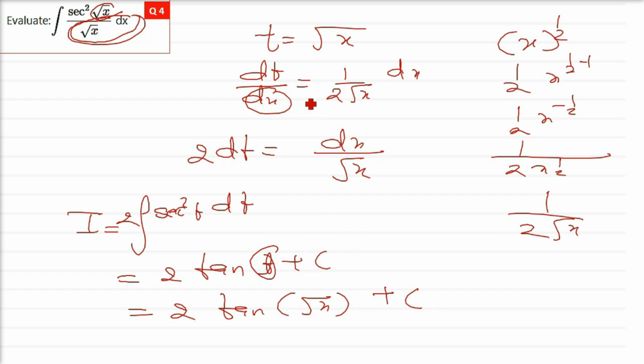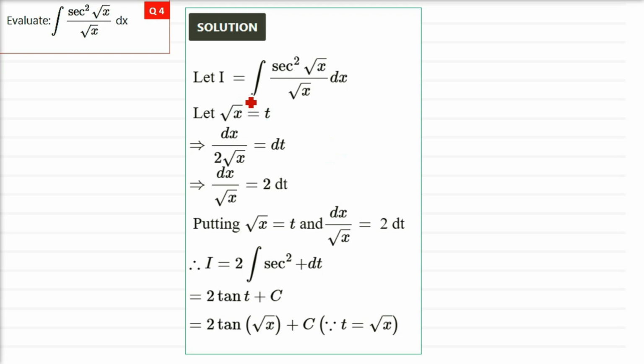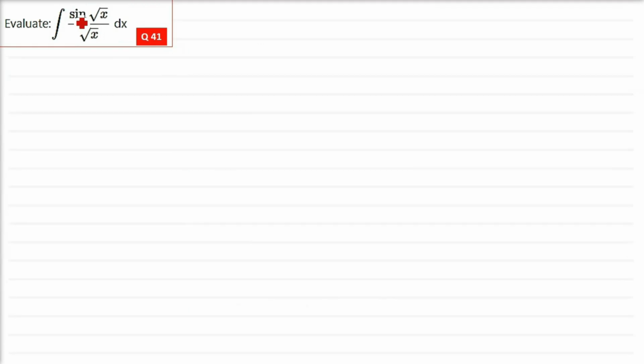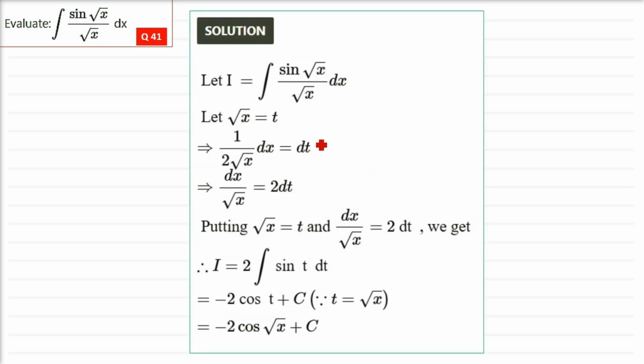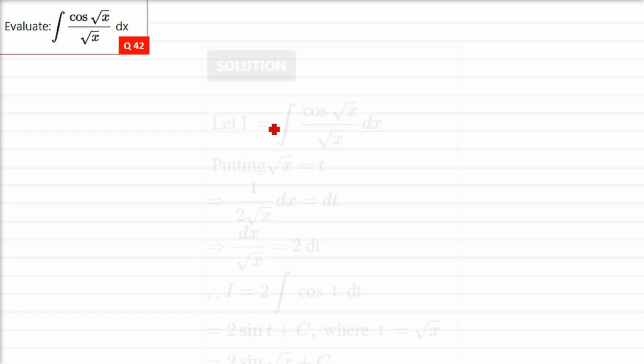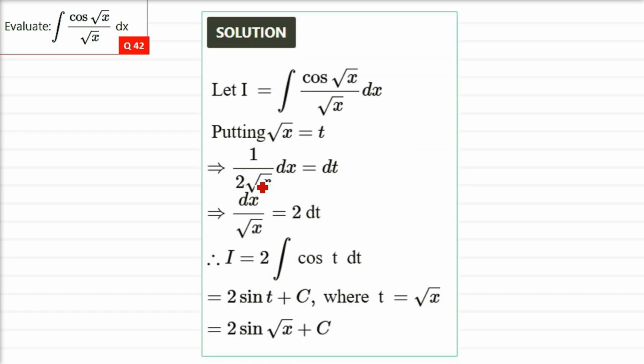So there are 2 more questions coming up. For this question again, just refer to this solution, and the next question will be sine, then will be cos. So sine root x by root x, again the same thing. Just take root x equals t. Other things will follow smoothly, and it will be simply the integration of sine t, which is negative cos t. The next question is even easier, because you just have to take t equals under root x. So this dx by root x will be twice of dt. So you just have to integrate cos t, which will come as sine t, and replace t by under root x. So this is a very easy question.